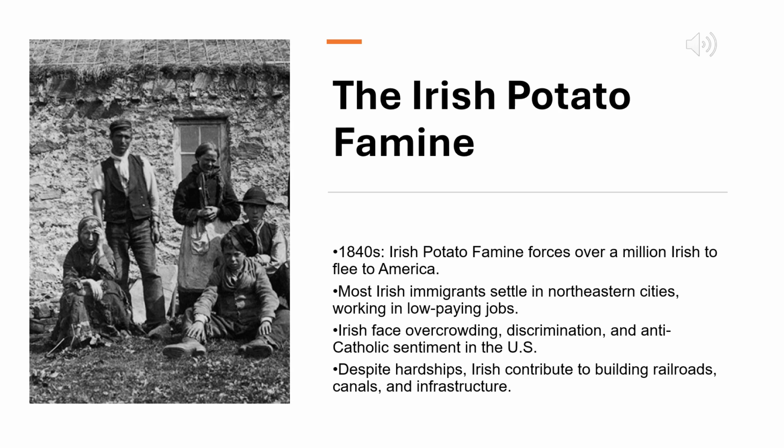Most Irish immigrants settled in northeastern cities like New York, Boston, and Philadelphia, where they found work in factories, construction, and other low-paying jobs. However, life in America was far from easy for the Irish. They often lived in overcrowded tenement buildings, faced discrimination from native-born Americans, and struggled to make ends meet.